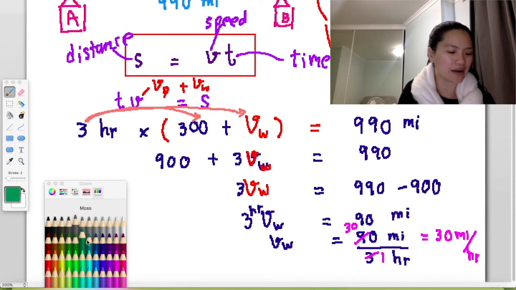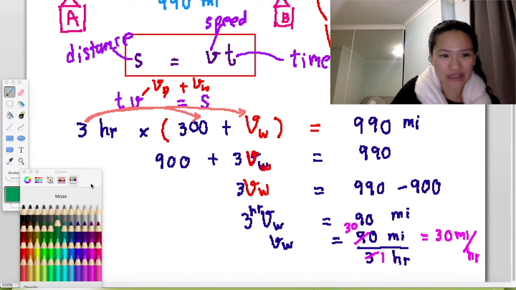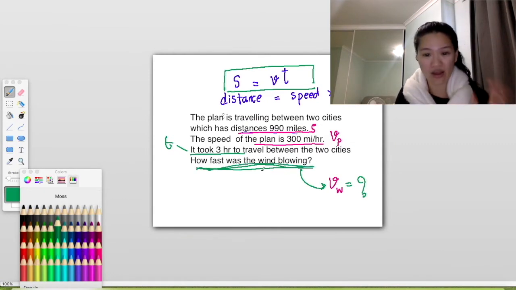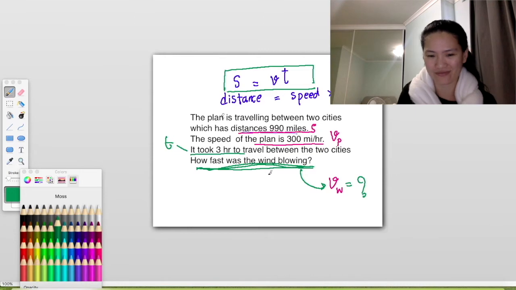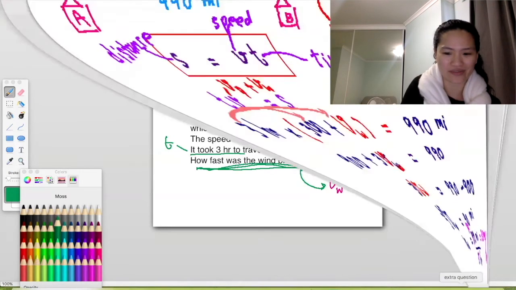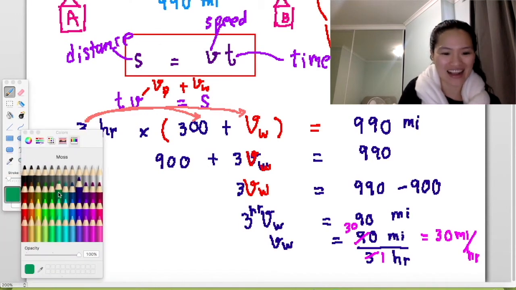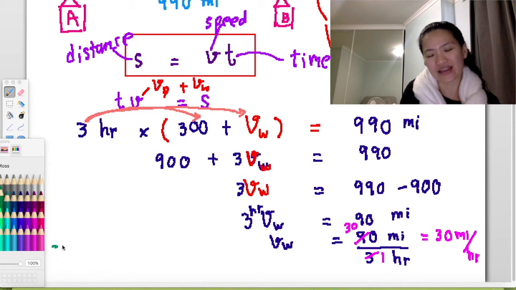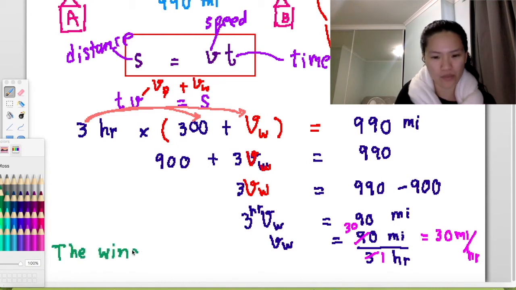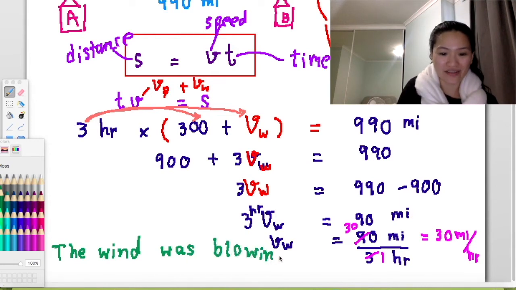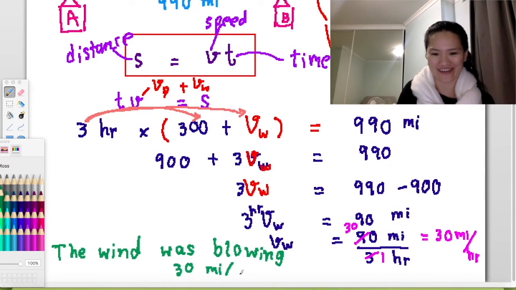They want you to find... come back to the question, what they want you to find again. They want you to find how fast the wind was blowing. So you have to answer, the wind was blowing 30 miles per hour, and this one is your answer. I'm going to write you the beautiful answer.